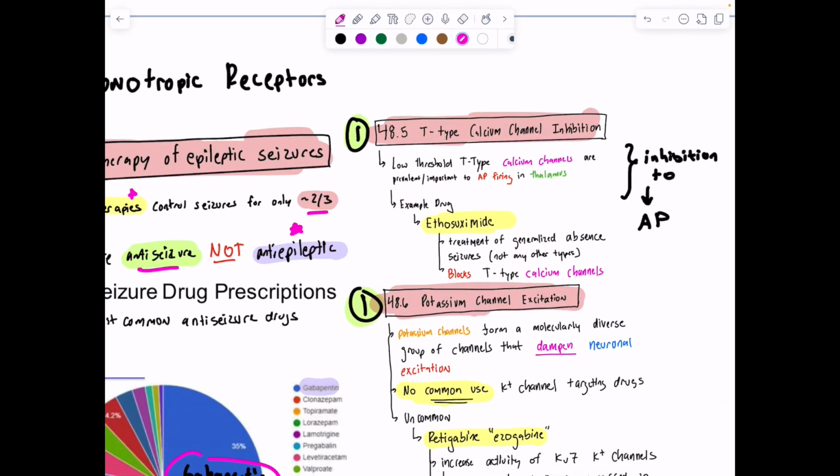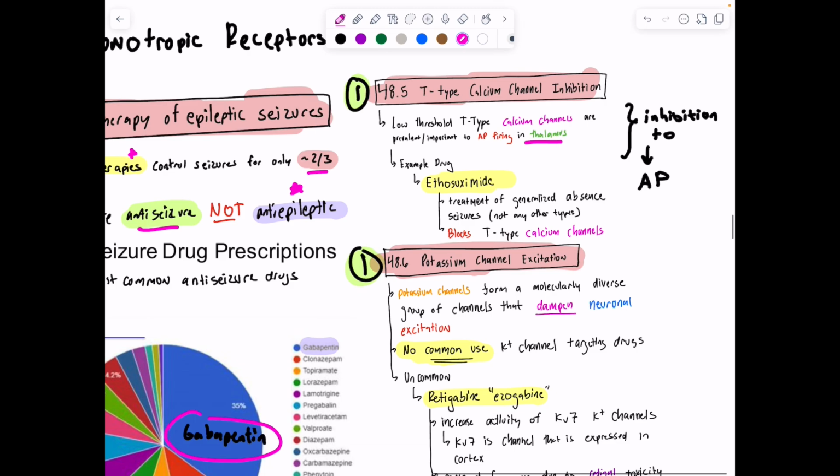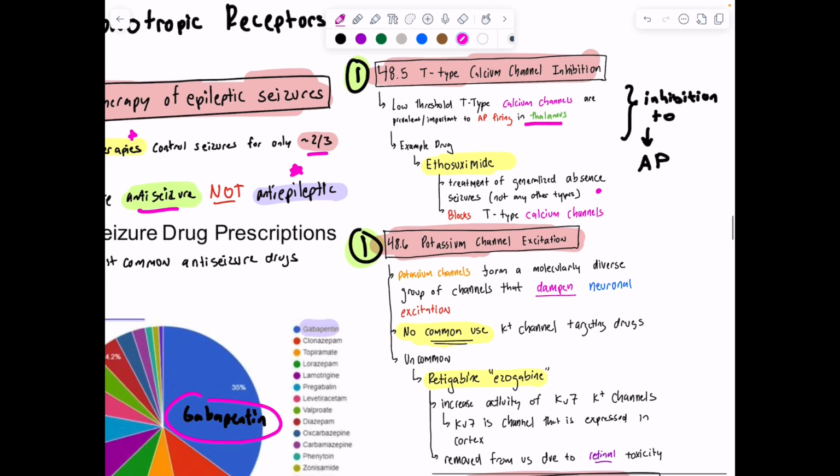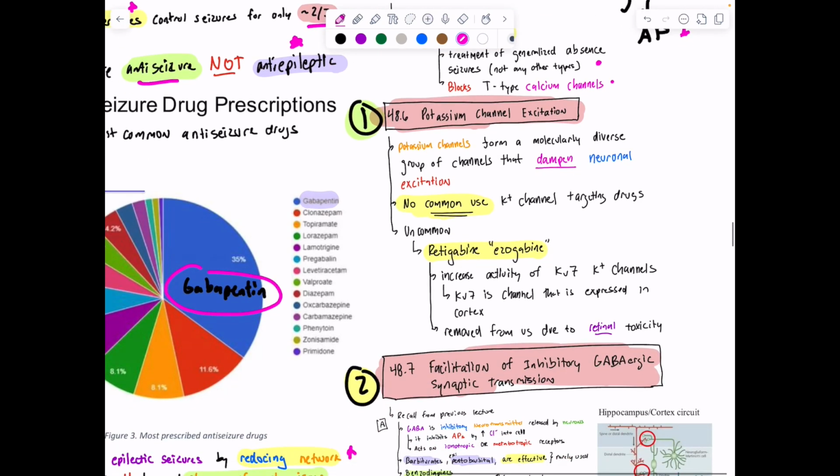All right, the second step is trying to inhibit calcium channels. Specifically, you have these low-threshold T-type calcium channels that are important for firing in the thalamus. Our example drug is ethosuximide, and ethosuximide is used in the treatment of generalized absence seizures. These have to do with the thalamus versus focal seizures, which are specific areas of the cortex. The thalamus can affect everywhere because it's the relay station. Ethosuximide is going to block the T-type calcium channels, and as a result, help inhibit action potentials. So less action potentials, less seizures.